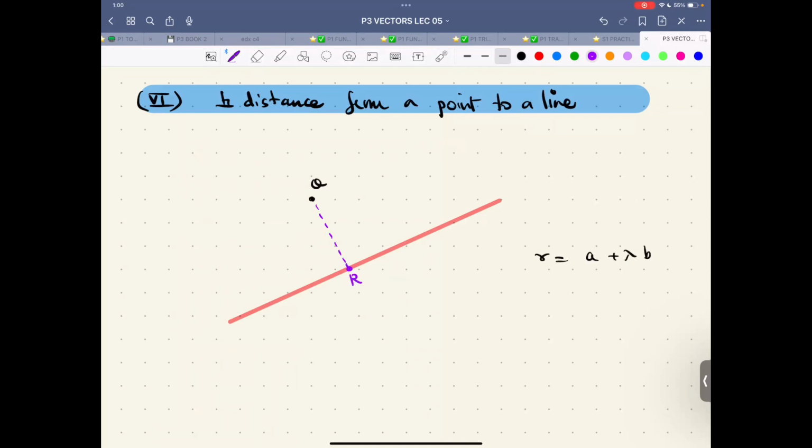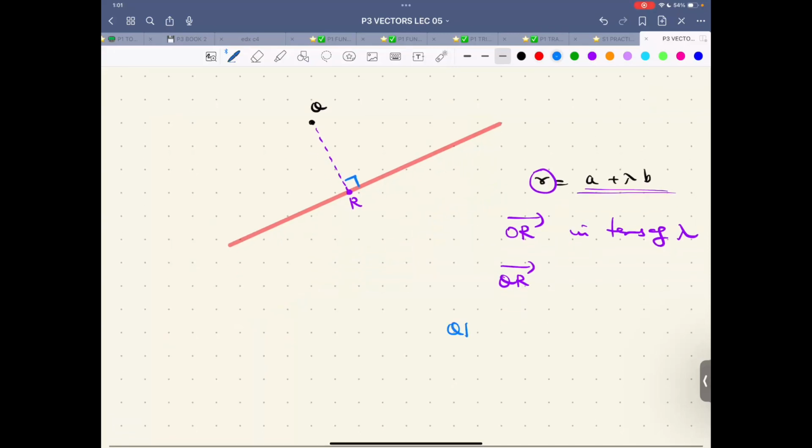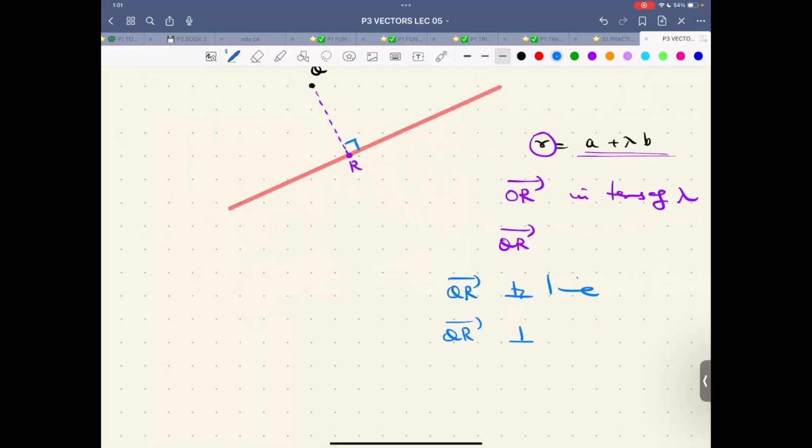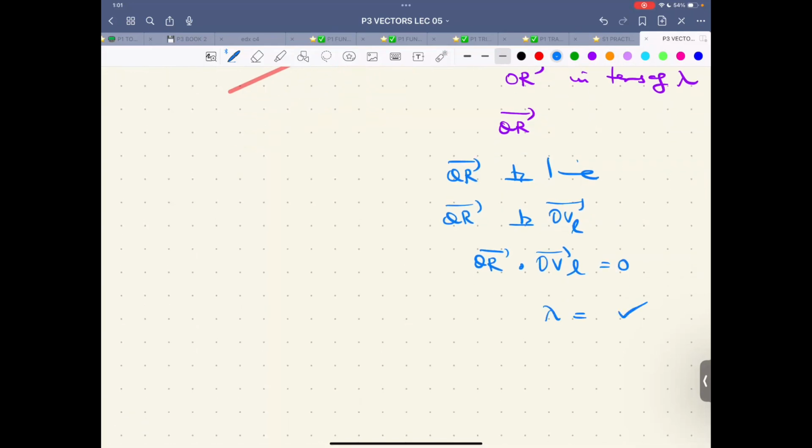Let me mark this point as R. R can be written over here in terms of lambda. So OR will be written in terms of lambda. Then we can find QR, which I'll show you in a short while. And then since this is perpendicular, therefore, QR is perpendicular to the line. QR is perpendicular to direction vector of the line. Therefore, QR dot product with direction vector of the line should equal 0. So I'll obtain a value of lambda.